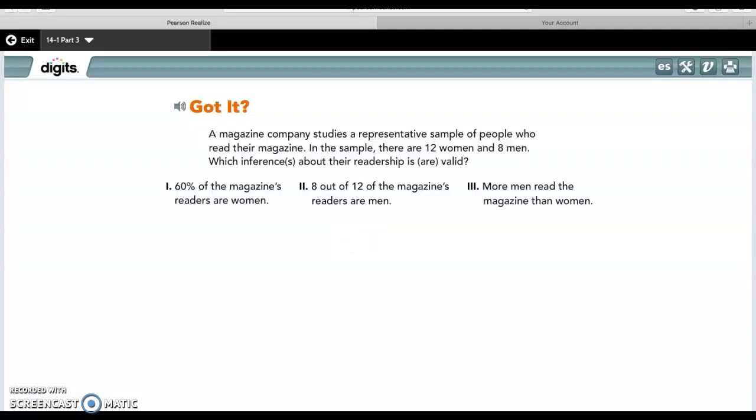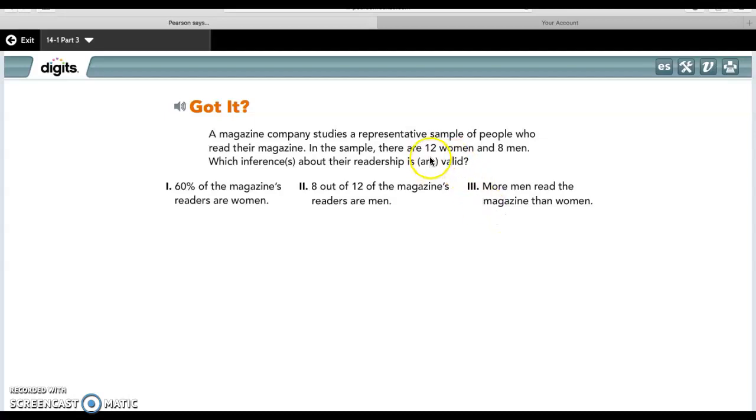All right, here's our example. It says a magazine company studies a representative sample of people who read their magazine. In the sample, there are 12 women and 8 men. Which inference or inferences about their readers are valid? So we have: 60% of the magazine's readers are women, 8 out of 12 of the magazine's readers are men, and more men read the magazine than women. So all we know is that 12 women and 8 men said that they read the magazine. So what can I say is true from that?